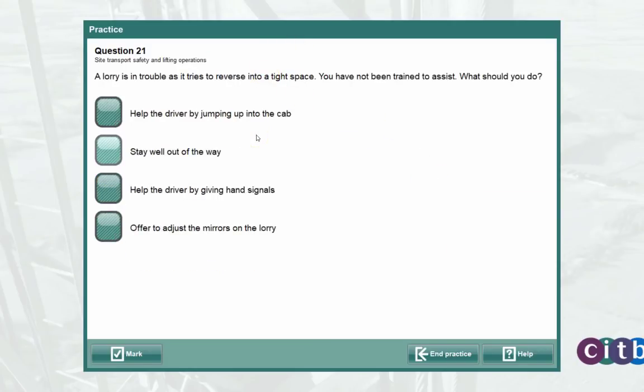A lorry is in trouble as it tries to reverse into a tight space. You have not been trained to assist. What should you do? Help the driver by jumping up into the cab. Stay well out of the way. Help the driver by giving hand signals. Offer to adjust the mirrors on the lorry.